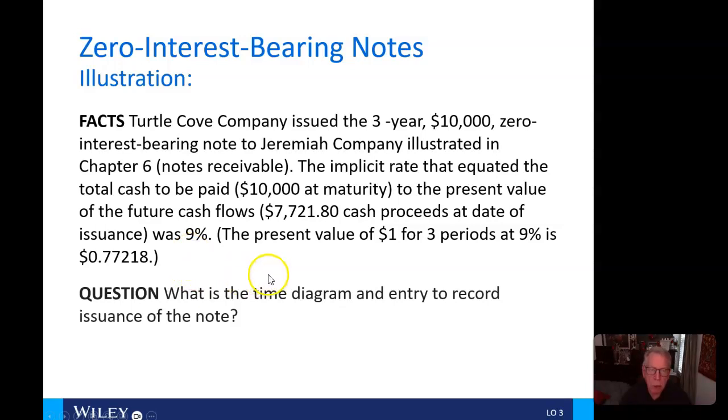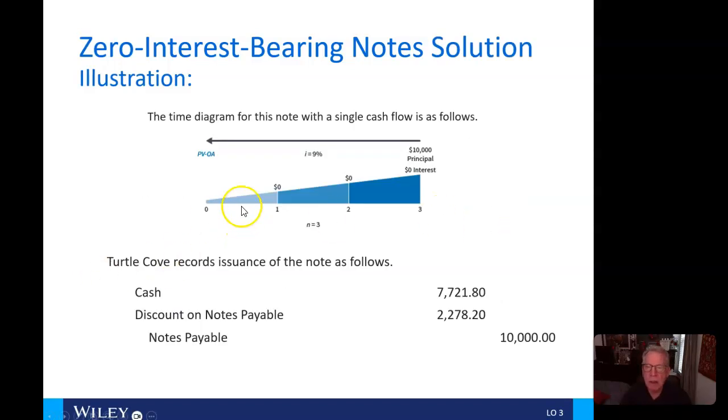So the present value of a dollar for 3 periods at 9% is 0.77218. So what is the time diagram and entry to record the issuance of the note? Well, here's the time diagram, and as you see, we're not paying any interest. Right? So essentially what we're doing is we're taking the cash here that we have and the notes payable at $10,000. That difference is a steep discount on notes payable here.